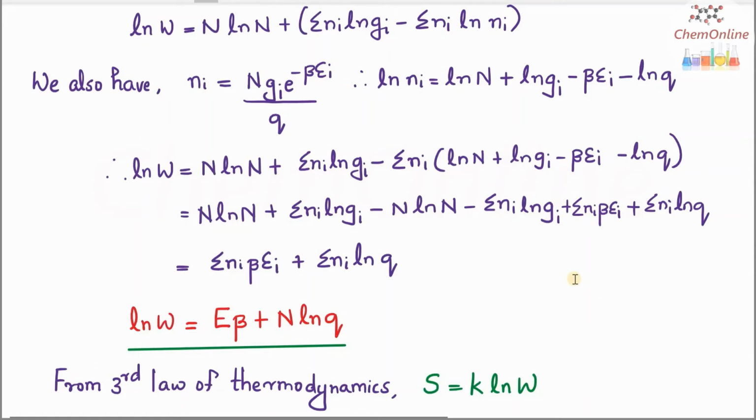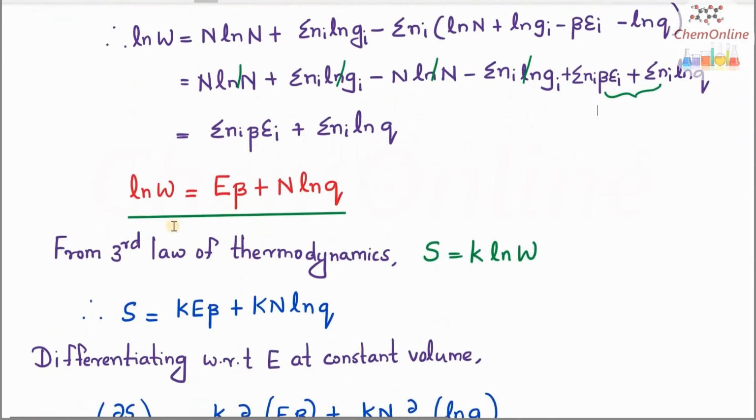So here you have n log n minus n log n, summation ni log gi minus summation ni log gi. So the remaining will be these two quantities. So you can write summation ni beta epsilon I plus summation ni log q. Summation ni epsilon I is capital E. So you can write log w equals E beta plus summation ni is capital N, so E beta plus n log q. So you got log w equals E beta plus n log q.